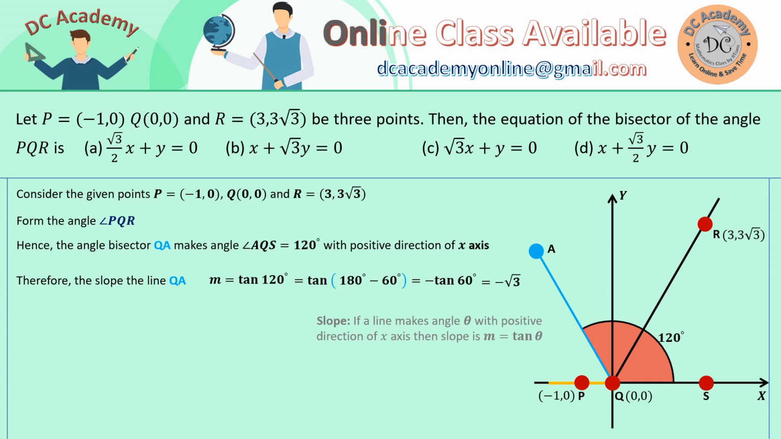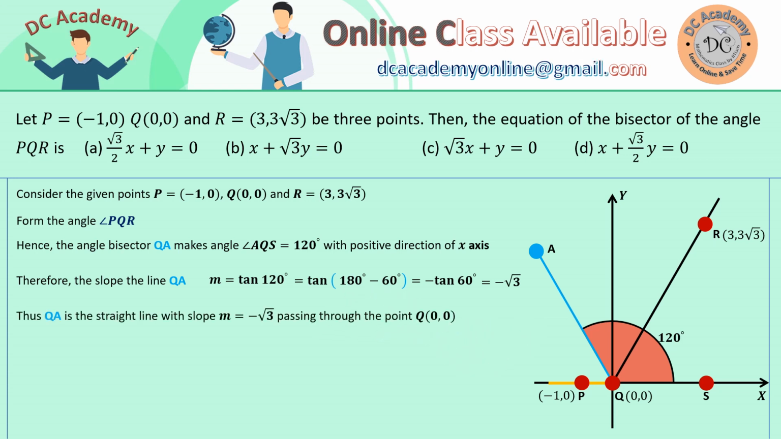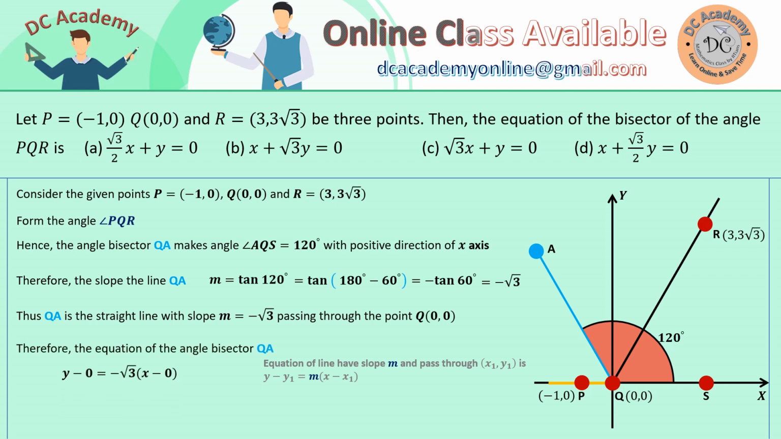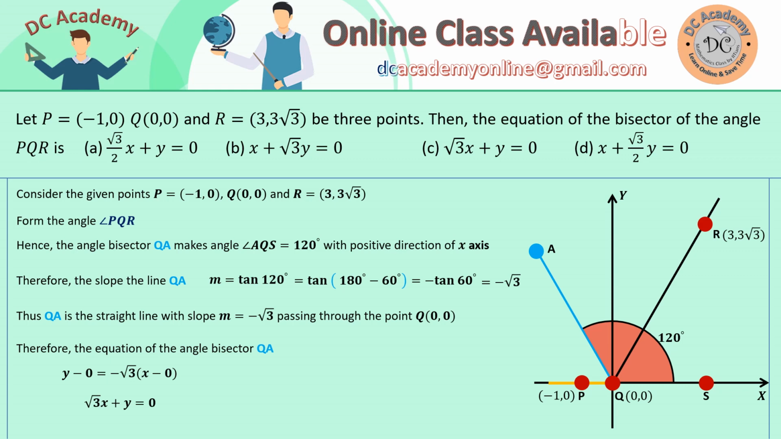The line QA is a line having slope minus root 3 and passing through the point Q (0, 0). We know that the equation of a line having slope m and passing through a given point (x1, y1) is y minus y1 equals m into x minus x1. If we substitute m as minus root 3 and x1, y1 as 0, 0, we get the equation of QA as y minus 0 equals minus root 3 into x minus 0. So by simple calculation, the equation of QA is root 3 x plus y equals 0, and that's it. Hence the correct option is option C.